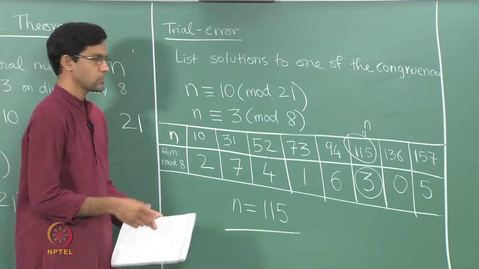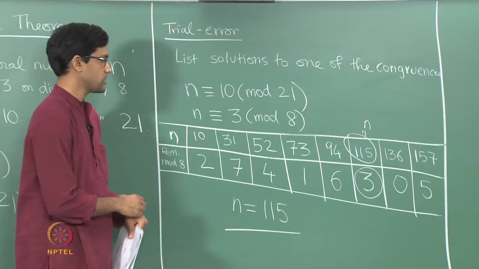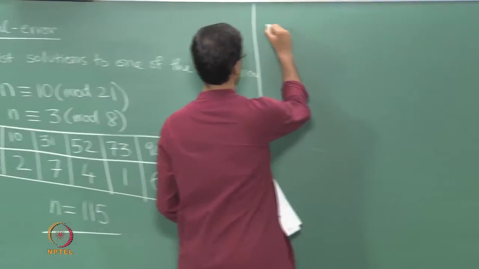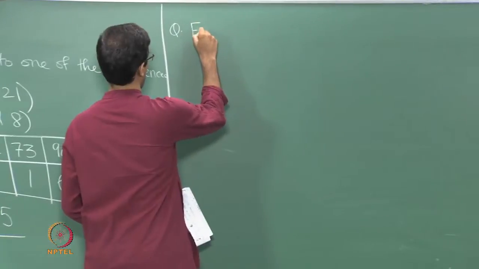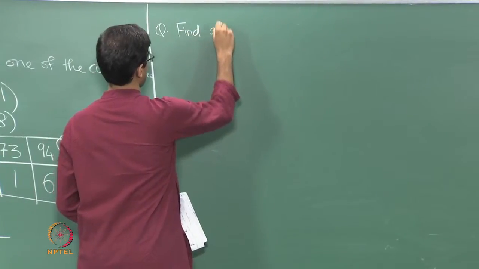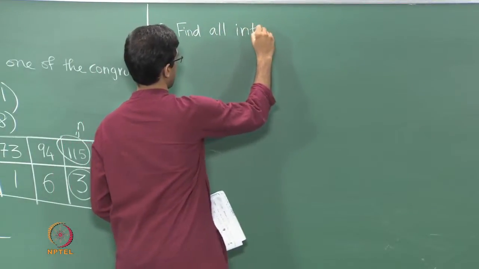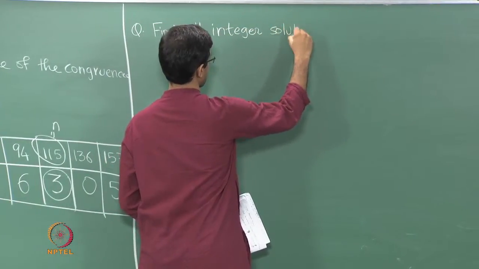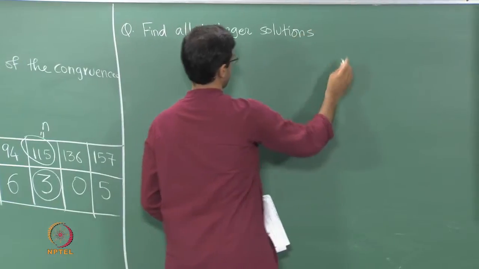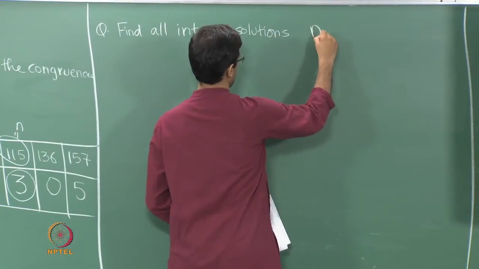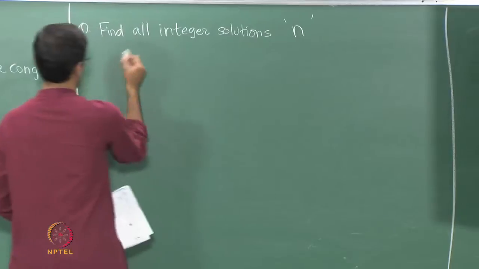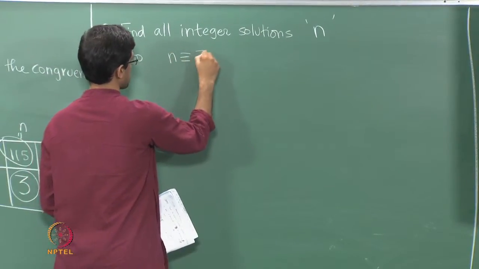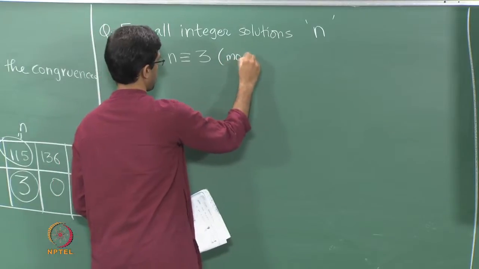Now let's also ask the following modification of this question: what are all solutions? So here's a modified problem: find all, let me say, integer solutions. So I'm even allowing negative integers now. Find all integer solutions n to the following congruences. So n must be an integer satisfying the very same two congruences: n congruent to 3 modulo 8, and n congruent to 10 modulo 21.